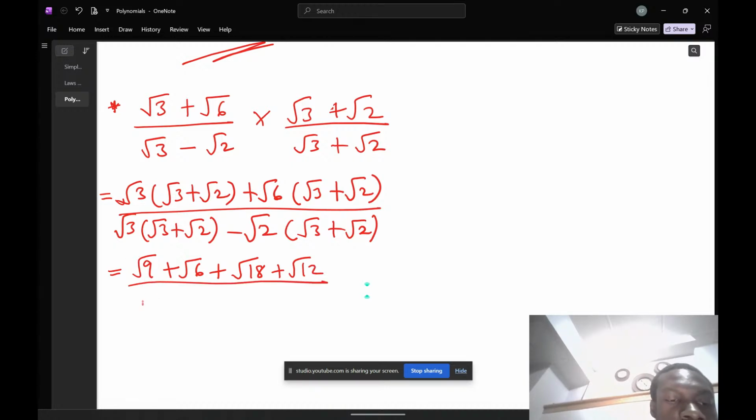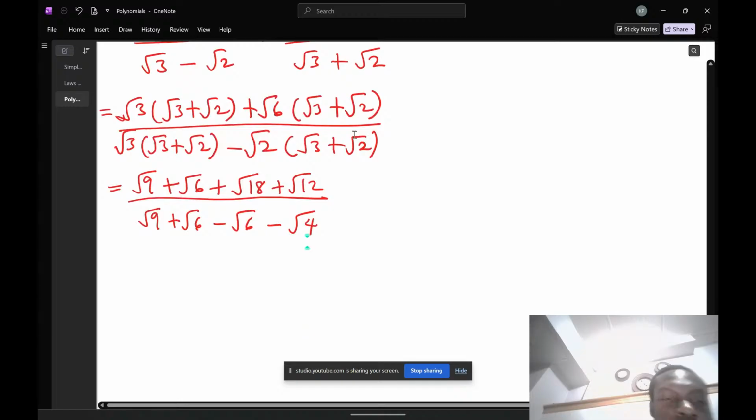Root 3 times root 3 gives root 9. Root 3 times root 2 gives plus root 6. Minus root 2 times root 3 gives minus root 6. Minus root 2 times plus root 2 gives minus root 4.